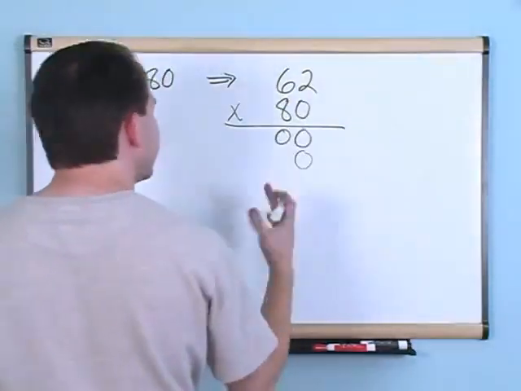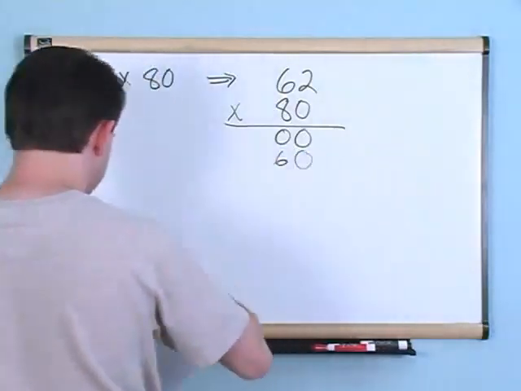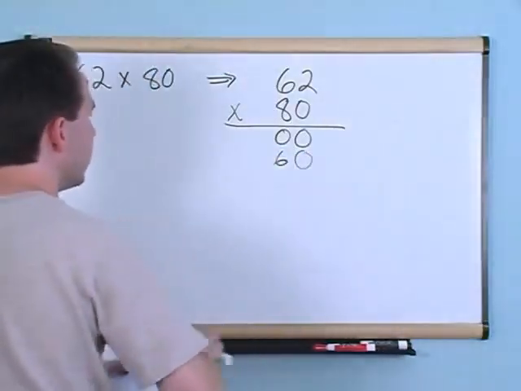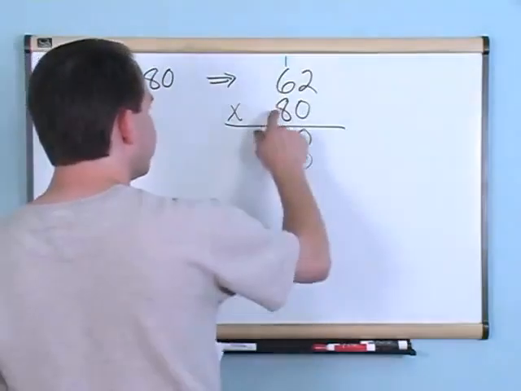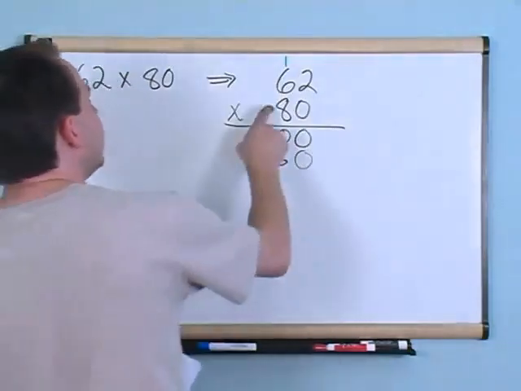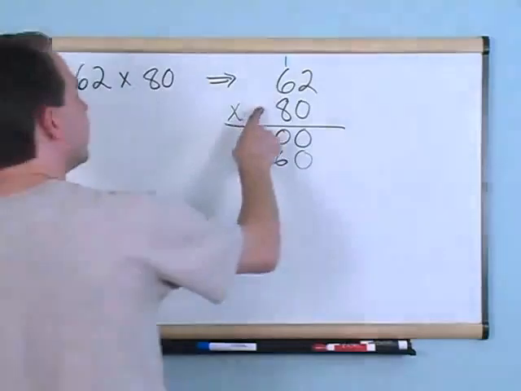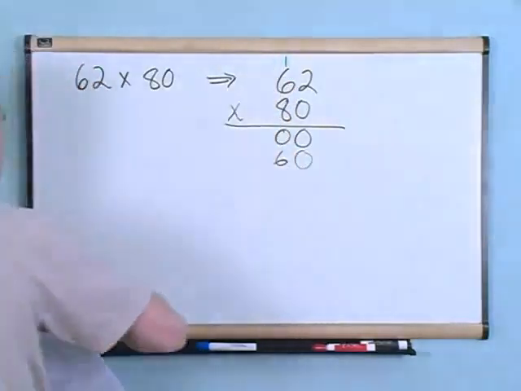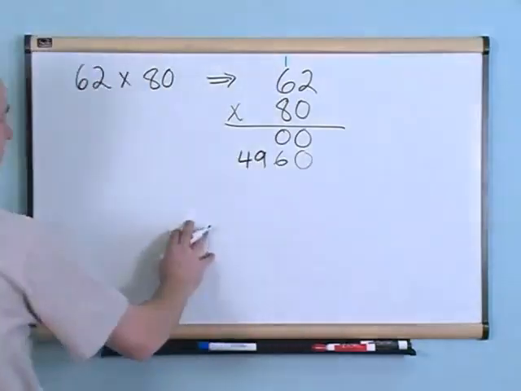8 times 2 is 16. 16 is too big to write here, so you have to put one digit here, the 6, and I'm going to carry the 1 up here. Okay? 8 times 2 gave me 16, had to put the 1 up here. Now, 8 times 6 from your multiplication tables is 48. But 48, don't forget you have to add the 1, gives you 49. So you have to put 49 down there.